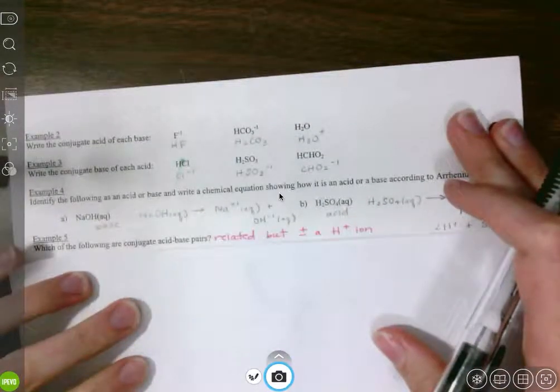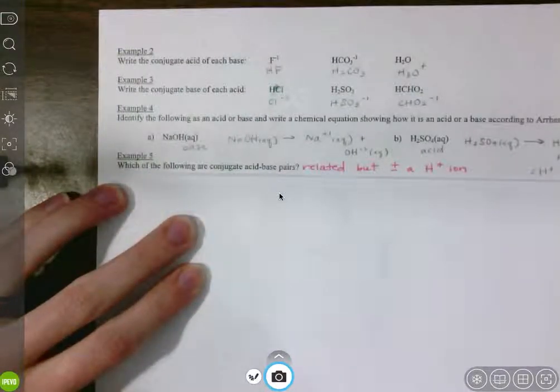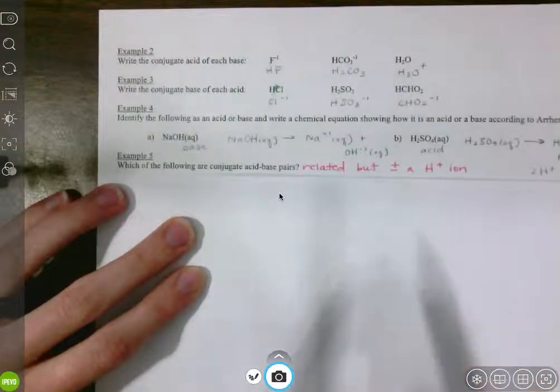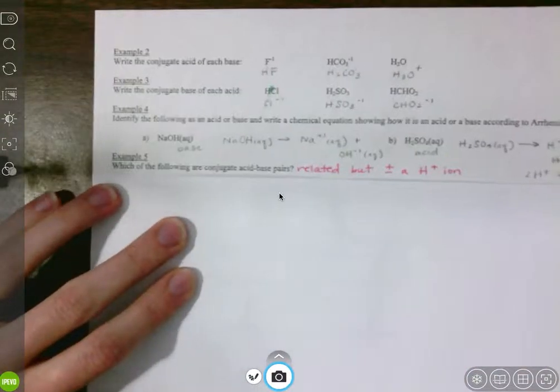Okay, let's look at example number 5. Which of the following are conjugate acid-base pairs? So remember, our conjugate acid-base pairs, they are related, but plus or minus a hydrogen ion.